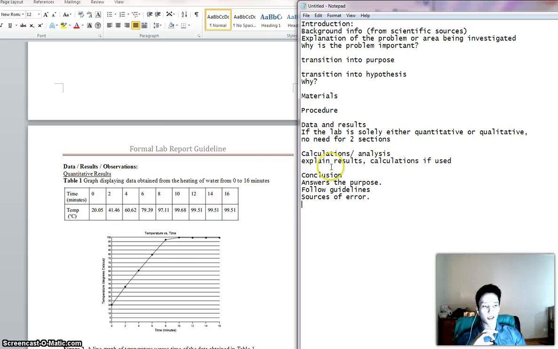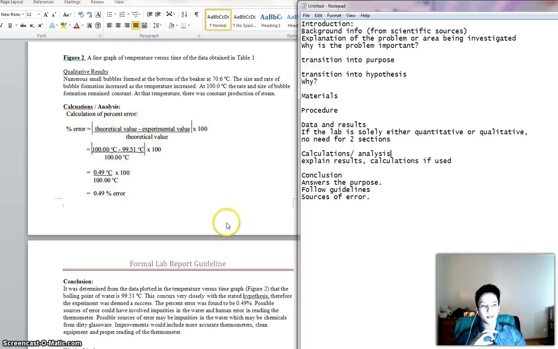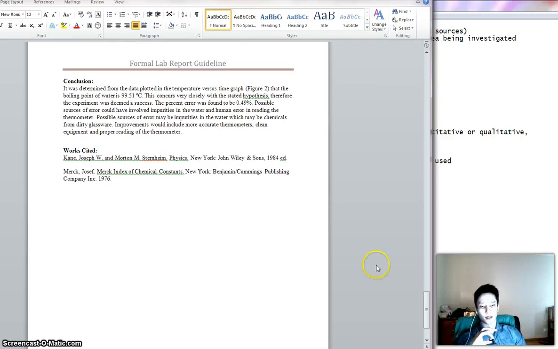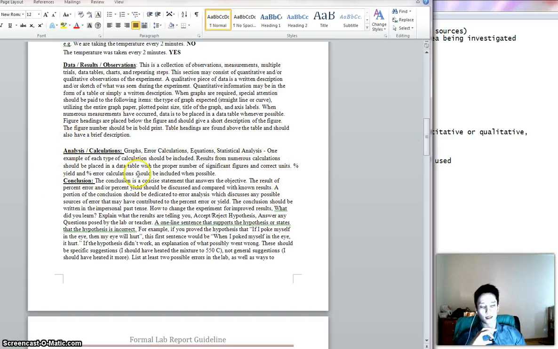And the next is calculations slash analysis. Now, there are no calculations for this particular lab because we're not trying to compare it to some kind of experimental value or theoretical value. But the analysis portion is to explain your results section, your data and results section. So this is why you don't explain anything in your data and results section, because you do this in your analysis. If you go up here, this analysis section has some detail. So whatever results you get, you're explaining. That's the main focus.